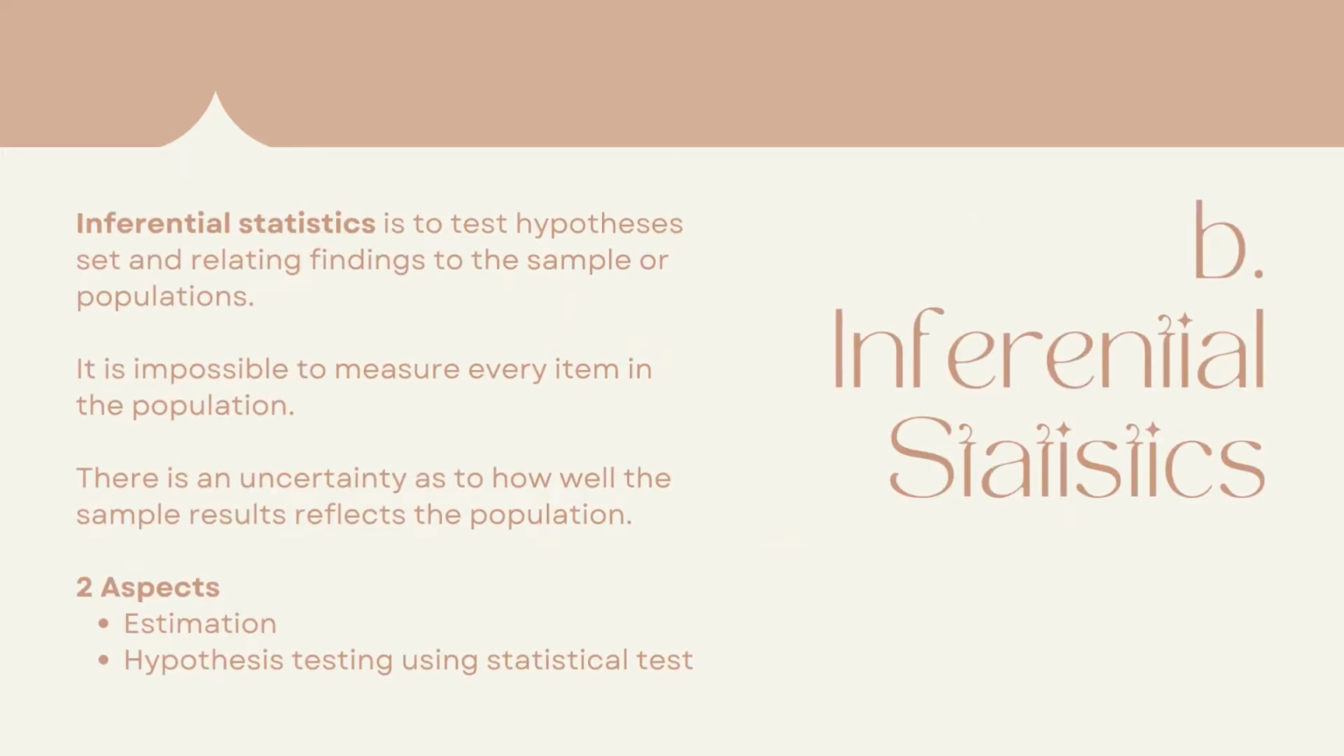Different from descriptive analysis, inferential statistics and research draw conclusions that cannot be derived from descriptive statistics. That is, to infer population opinion from the sample data through testing hypotheses and relating findings to the sample or populations. It is the process of using data analysis to infer properties of an underlying distribution of probability. In this analysis, it is impossible to measure every item in the population. Also, there is an uncertainty as to how well the sample results reflect the population. The two basic types of statistical inference are estimation and hypothesis testing.